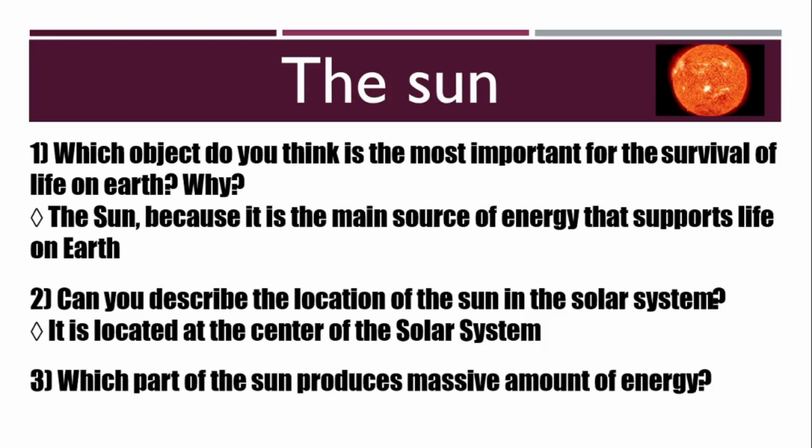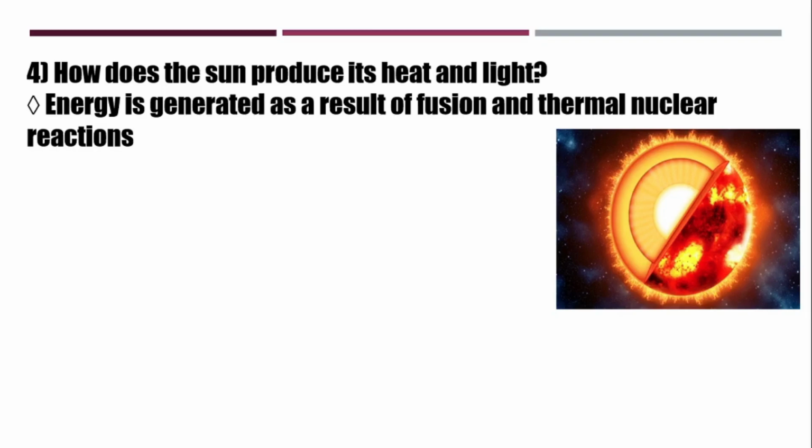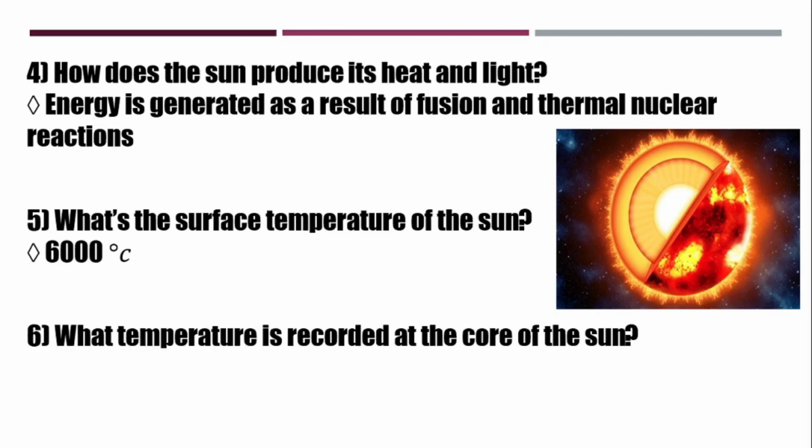Which part of the sun produces massive amount of energy? Here's the answer, at the core of the sun. How does the sun produce its heat and light? Energy is generated as a result of fusion and thermal nuclear reactions. What is the surface temperature of the sun? 6000 degrees Celsius.